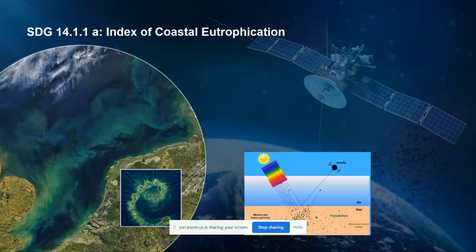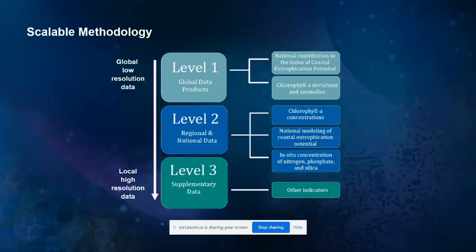We've worked with Esri and UN Environment to develop the methodology for a couple of sub-indicators that are using global satellite data. These methodologies are broken down into 3 levels. The first level is derived from global data products, and this is what we'll be focusing on today. For this, we have put together 2 sub-indicators.